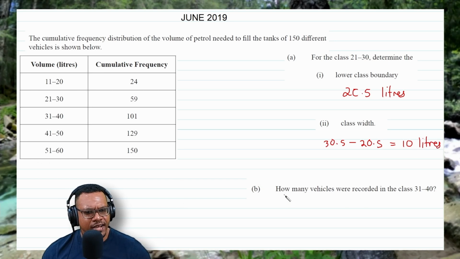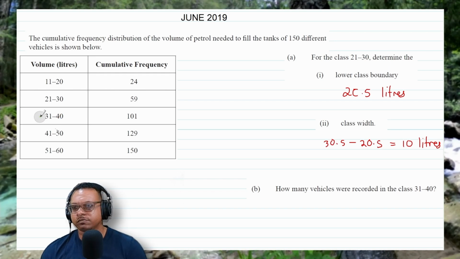Now for part B, when they ask how many vehicles were recorded in the class 31 to 40, we find that class interval 31 to 40. So that'll be here. And what we need to know is the frequency. Now here's the cumulative frequency, right? So this 101 is not the frequency for this class interval. So what I need is the frequency.